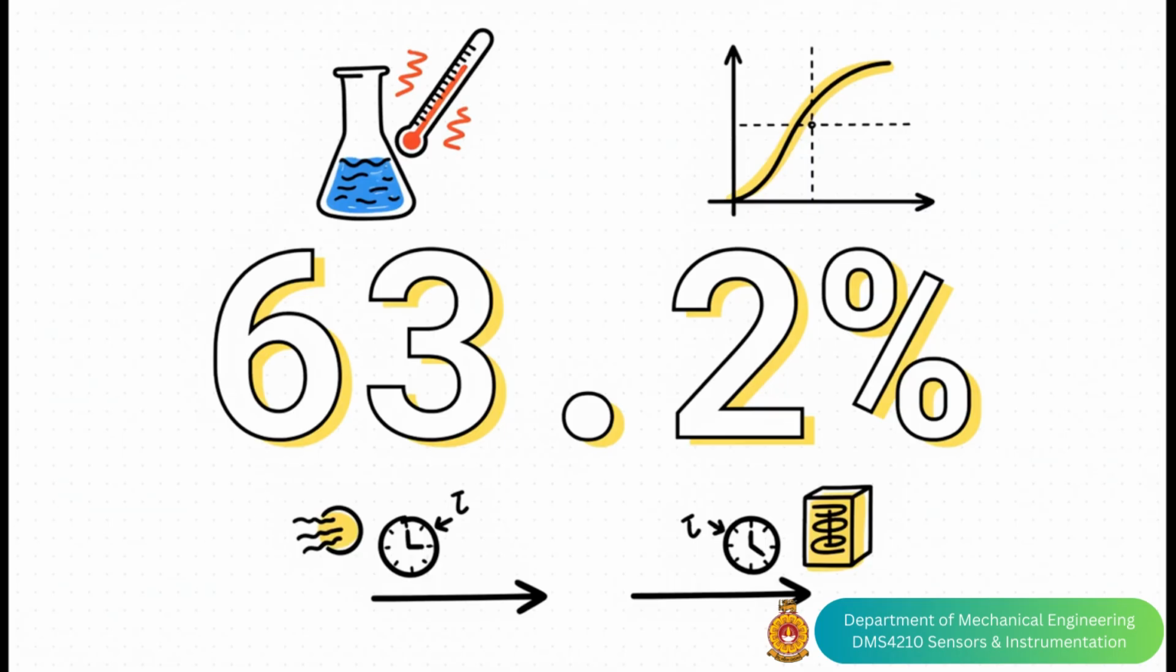Imagine you plunge a cold thermometer into a pot of boiling water. The time constant, tau, is the exact amount of time it takes for that thermometer's reading to get 63.2% of the way to the final true temperature. A really small tau means a super fast sensor. A big tau means a slow one.